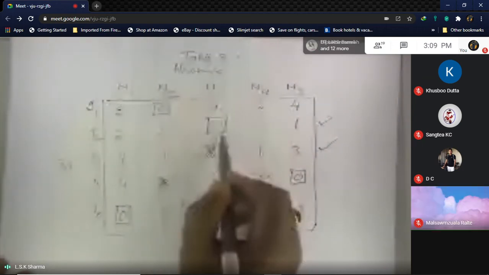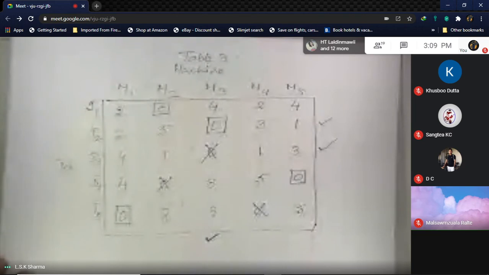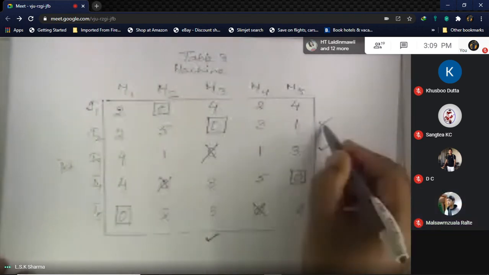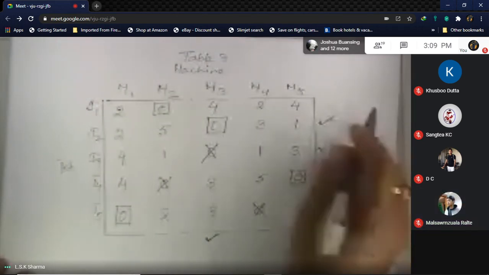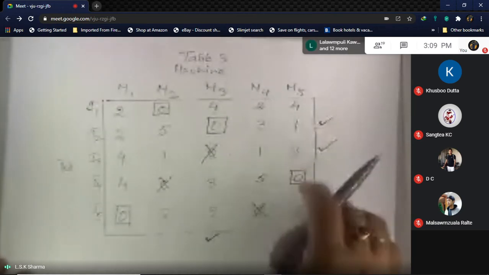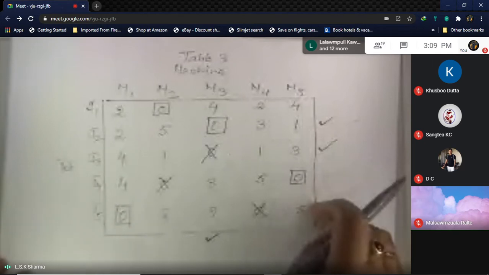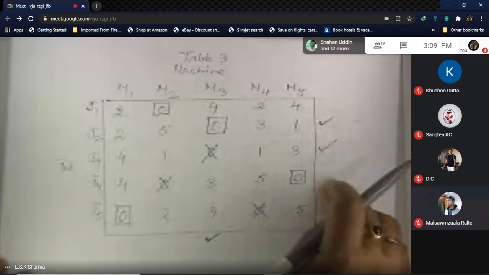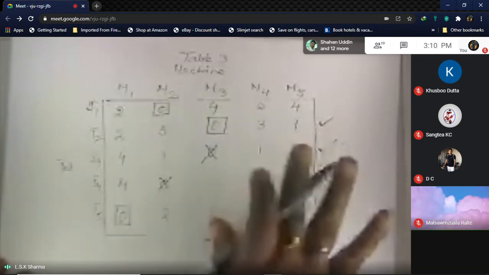Once you have marked that column, you look into that column and find if there are any assignments. Yes, there is a square box. It means that it has been assigned. And in that particular row, you put a mark out here. Now there are no more assignments. If there is another row without any assignment, you have to do the same thing again. Since there are no more, we leave it out here.